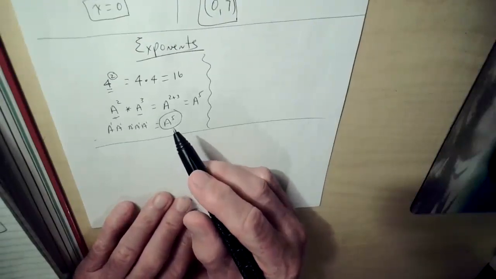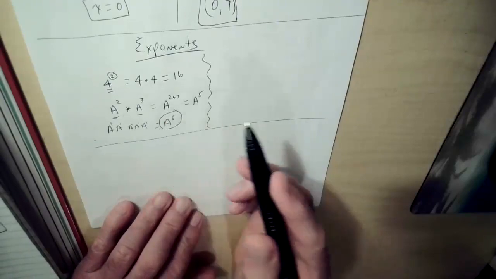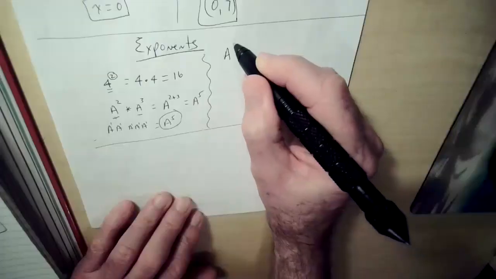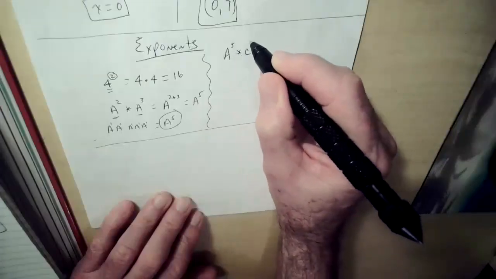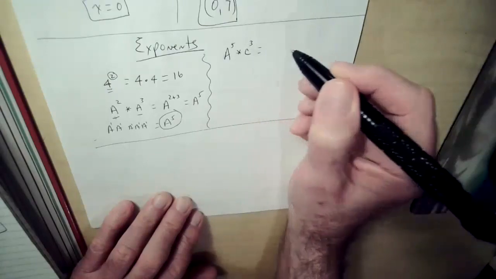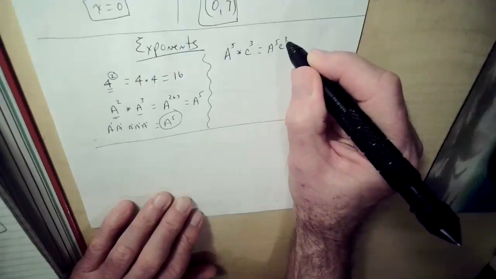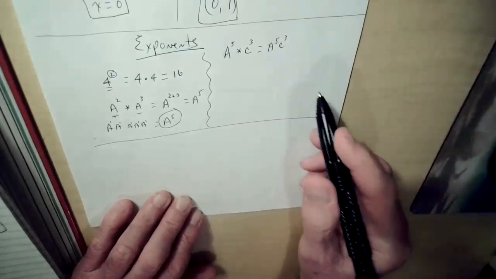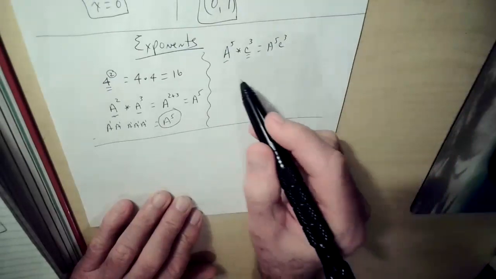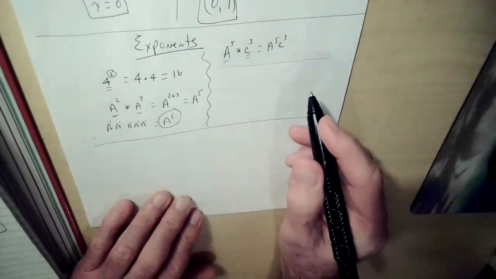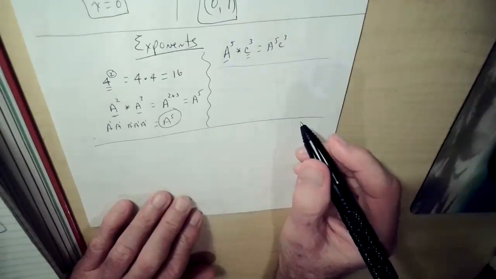Now, this is called the product rule. That's not particularly important. But is everybody okay with this? If we had a to the 5th power times c cubed, what does this mean? We can't do anything because the bases are different.